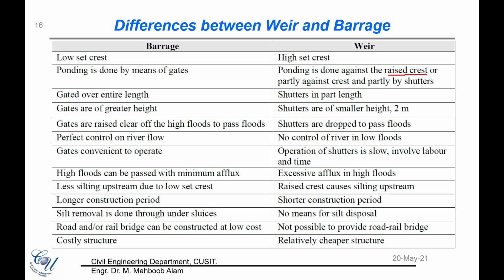In terms of the height of the gates, barrages usually have gates which are greater in height as compared to the weirs, which usually have smaller gates which are either 2 meters or less than 2 meters.